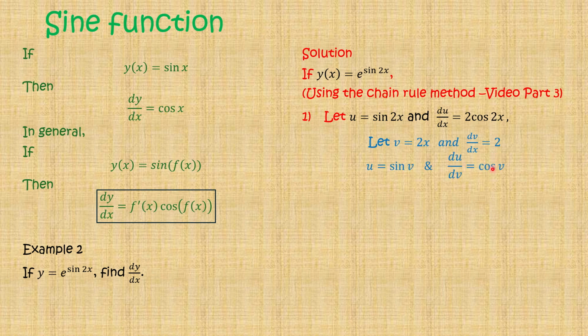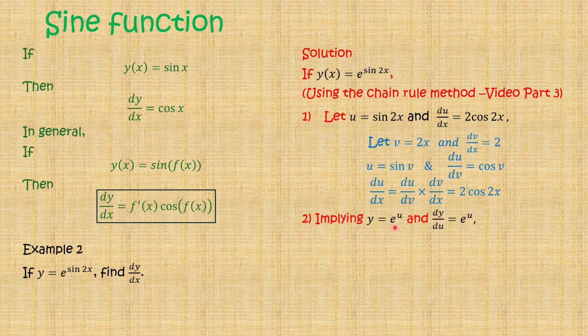And of course, u becomes sine v because v is 2x, implying that du/dv is cos v, or cosine v. Now, according to the information we have, du/dx becomes du/dv times dv/dx. We have obtained the du/dv, as well as the dv/dx. We multiply the two, we get 2 cosine 2x. Now that we have our du/dx, we move on to step number 2.